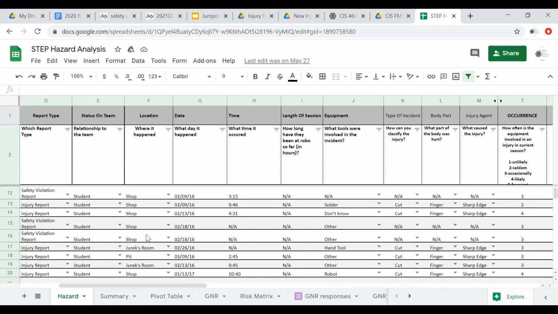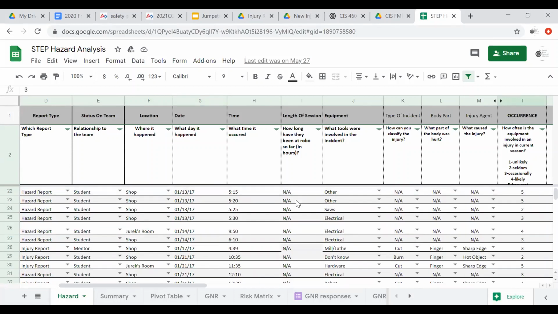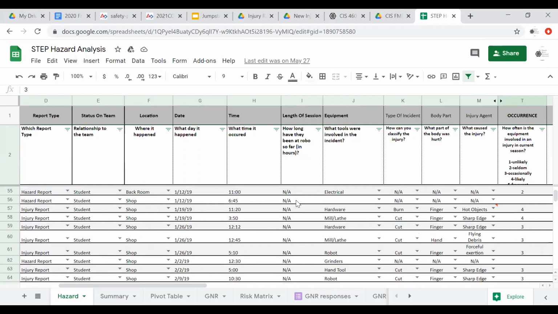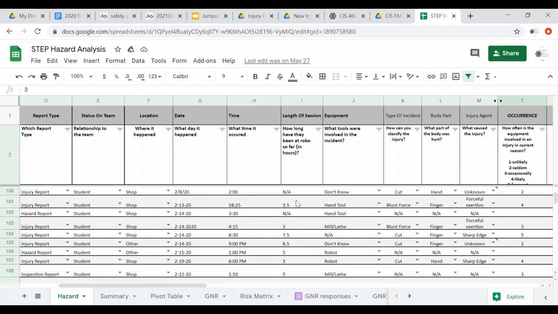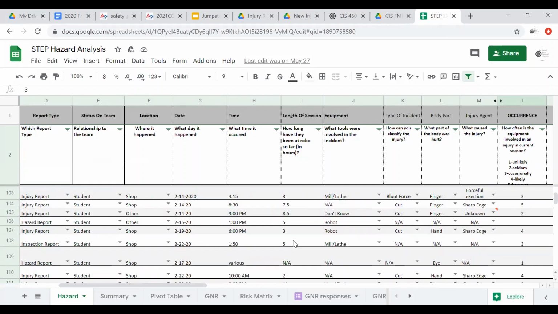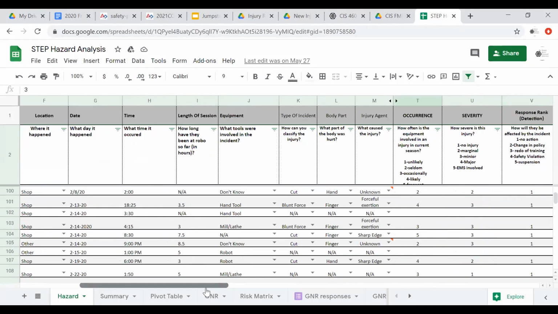That's where your checkboxes come in, because these are your categories or your metrics. So we have the date, what time it was, and how long they've been at Robo. You'll notice in 2016 they didn't keep track of it, so we put NA as not applicable, so that it doesn't skew things. Going into 2020, we have, okay, this person was here for 3 hours before they got injured. It helps us give a sense of when we need to suggest people take a break.